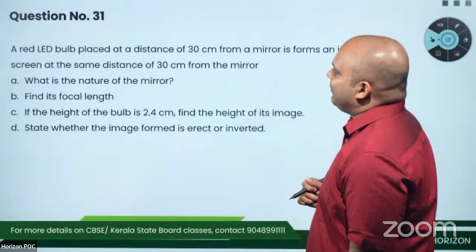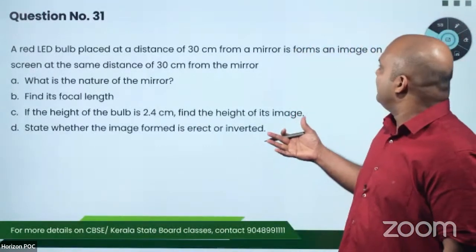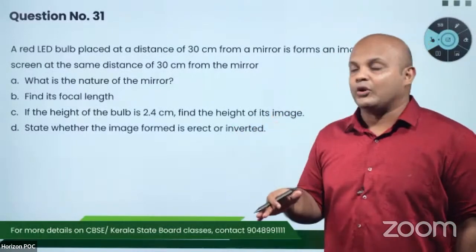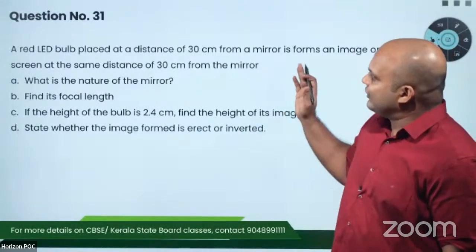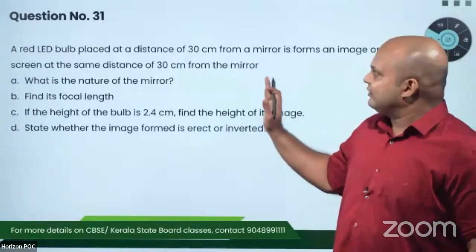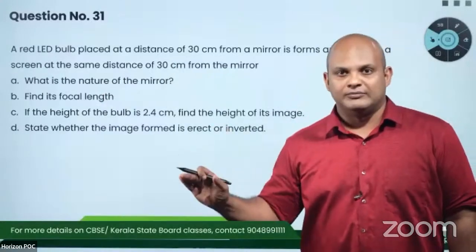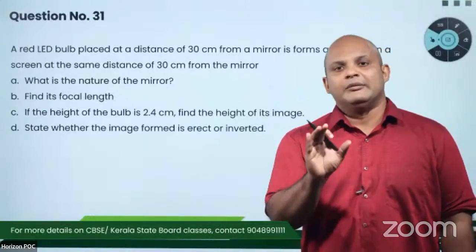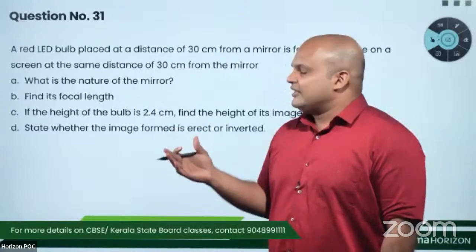A red LED bulb is placed at a distance of 30 centimeters from a mirror and forms an image on a screen at the same distance of 30 centimeters from the mirror. So we have a mirror. If you place the object 30 centimeters away from the mirror, the image is also formed at the exact same location. So the position of the object and the position of the image are the same. The question is, what is the nature of this mirror?